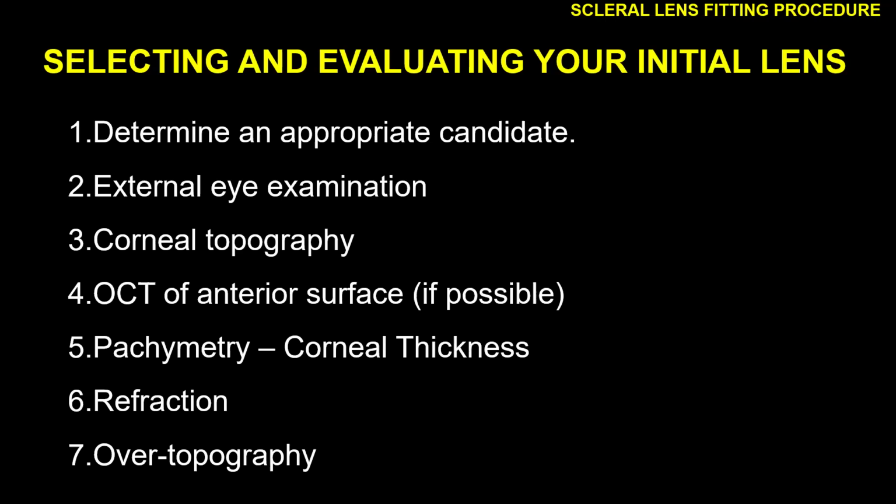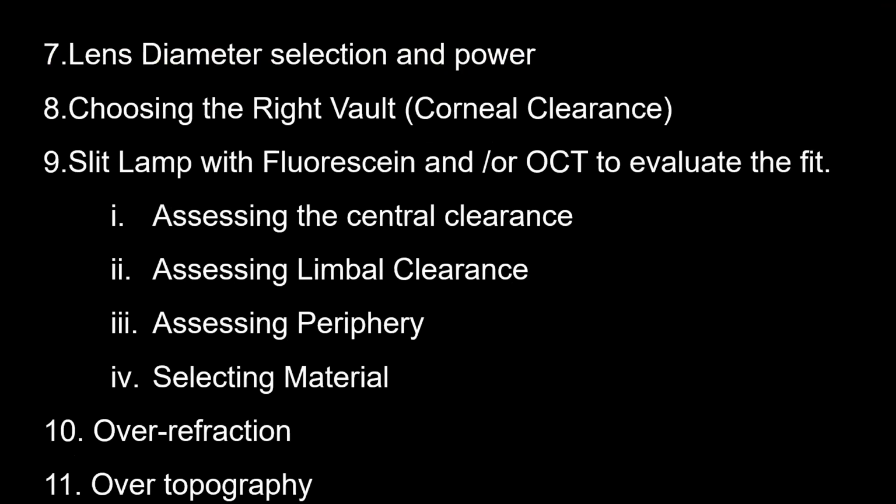as what you have in the other contact lens fitting. Over topography, very important. Lens diameter selection and power, very important. Choosing the right vault, the right clearance, that gives you an idea of the sagittal heights you need, very, very important. Slit lamp with fluorescein and OCT to evaluate and assess the clearance, assess the limbal clearance. If you don't have the OCT, you can make do with the slit lamp, but it requires more skill to understand what you are seeing. In the case of OCT, it makes it effortless, makes it easy for you to see for yourself, and you won't have to struggle so much because it is almost self-explanatory.